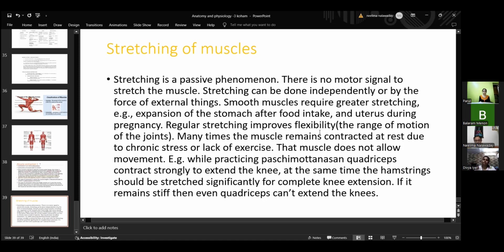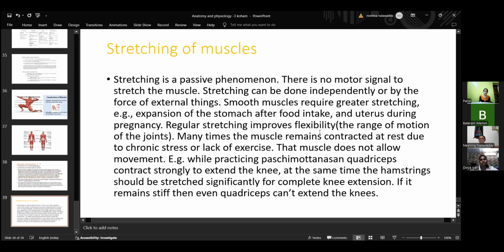While practicing Paschimottanasana, quadriceps contract strongly to extend the knee. You both know how to perform Paschimottanasana. We sit with legs extended and we bend forward. While bending forward, knees are supposed to get extended properly. To adopt that extension, the quadriceps is the muscle there. That muscle is contracting strongly to extend the knees.